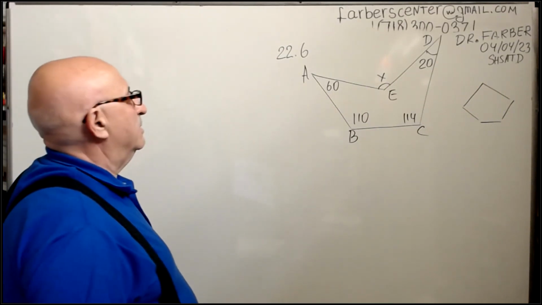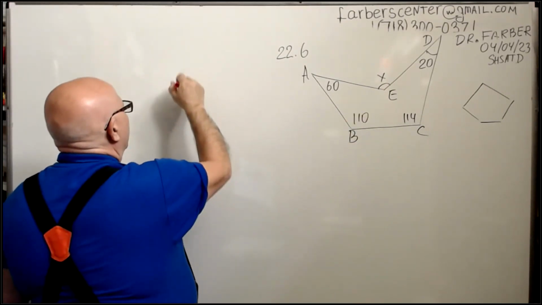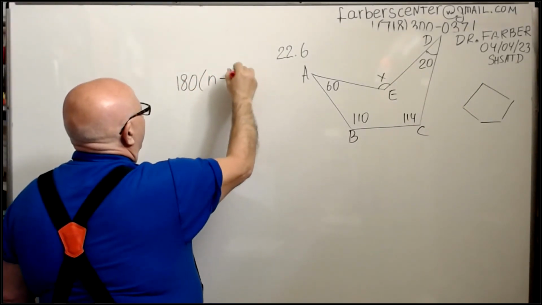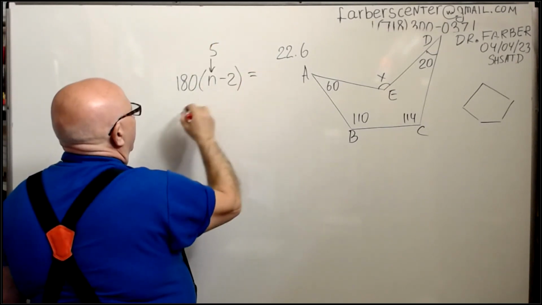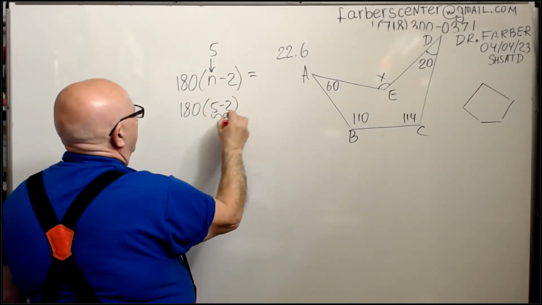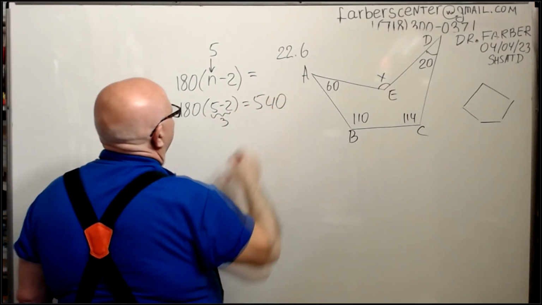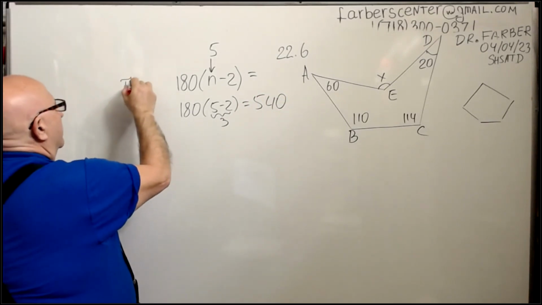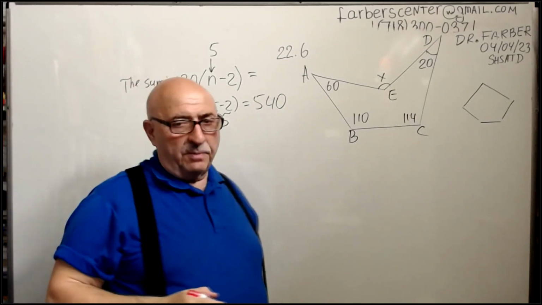Like we did in the previous problem, in order to find x, step number 1, you can easily find the total of inner angles of any polygon. Since this is a pentagon, we have 5. You have 180 times (5 minus 2), which is 3. 3 times 180 is 540. What is 540? This is the sum of interior angles. Step number 1.